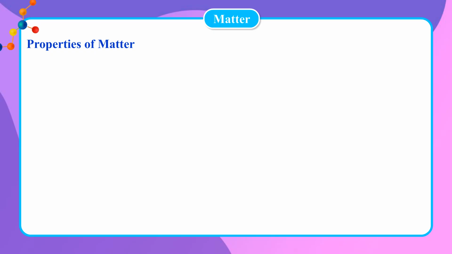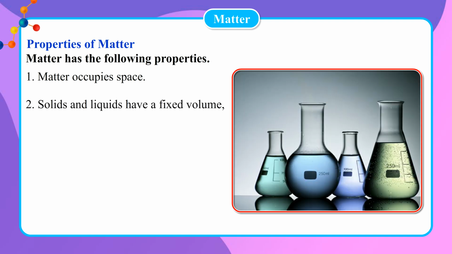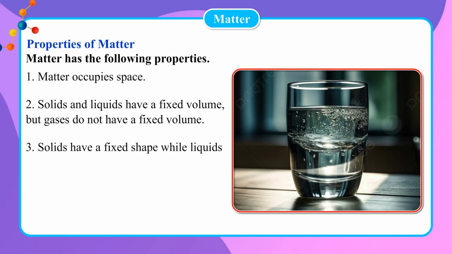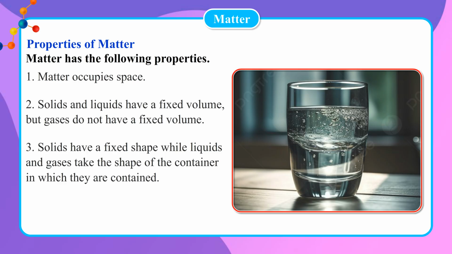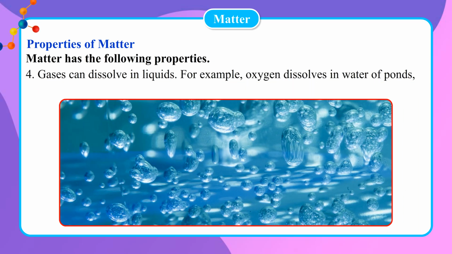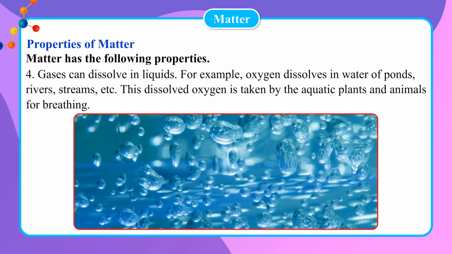Properties of matter. Matter has the following properties. 1. Matter occupies space. 2. Solids and liquids have a fixed volume, but gases do not have a fixed volume. 3. Solids have a fixed shape while liquids and gases take the shape of the container in which they are contained. 4. Gases can dissolve in liquids. For example, oxygen dissolves in water of ponds, rivers, streams, etc. This dissolved oxygen is taken by the aquatic plants and animals for breathing.